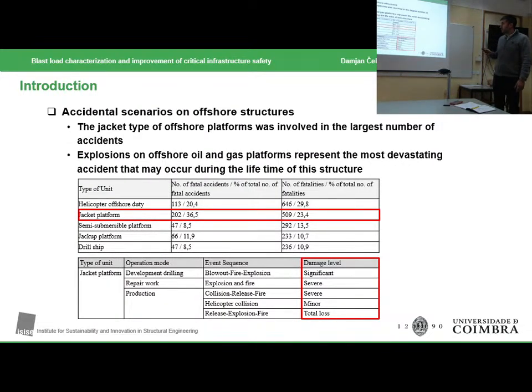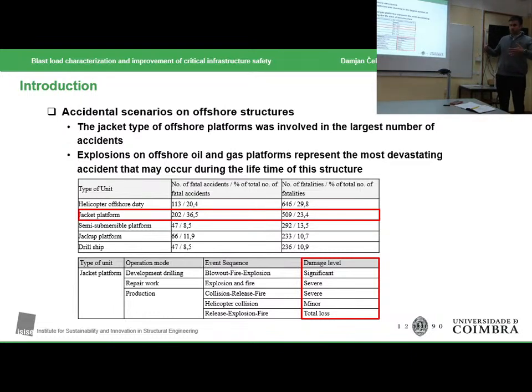So here I will have a case study on accidental actions offshore, so in the petrochemical industry, where we can see that the most affected structure is a jacket platform. It had the highest number of fatalities and also the highest number of fatal accidents. And then if we zoom into a jacket platform lower, we can see its operation modes, accidents related to those operation modes, and then damage levels related to each accidental scenario. So, for example, in all of these operation modes, development, drilling, or repair work, or production, in all of the sequences related to them, the highest damage level is related to fire and explosion.